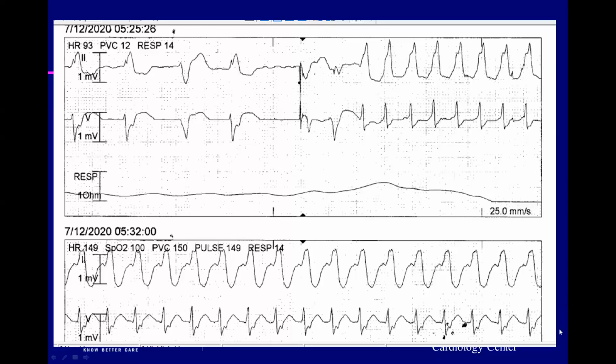Awesome. So Mansoor gave us this little mean tracing. So what is the underlying rhythm here? What do you think, guys?